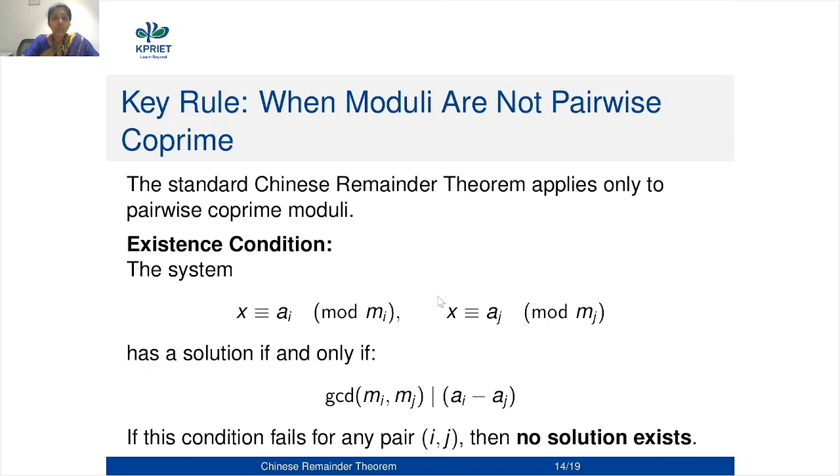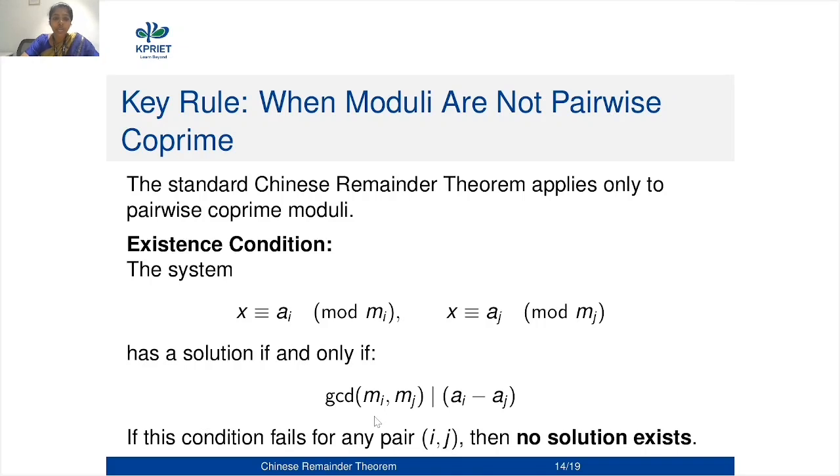Now let us move on to another problem where the moduli are not relatively prime. So what happens in that scenario? Let us take a system of congruence expressions where the moduli are not pairwise relatively prime. In that case, a solution exists if the GCD of mi and mj divides ai minus aj, and this condition should be satisfied for any pair i, j.